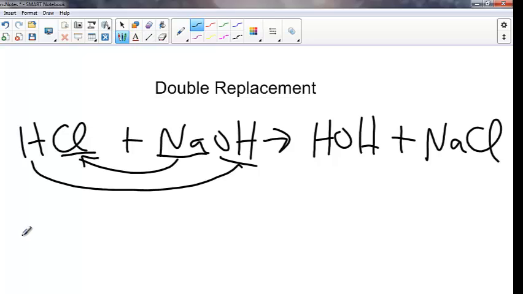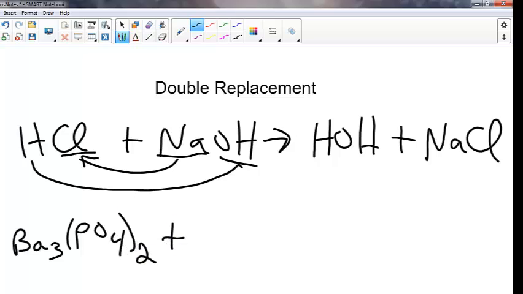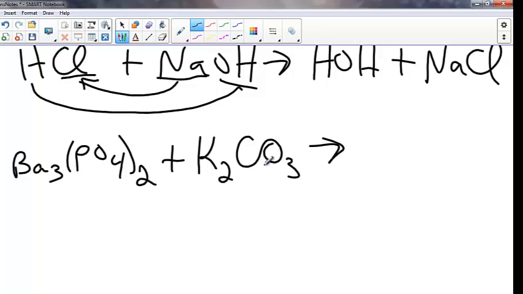What if I have Ba3(PO4)2 plus K2CO3? Well, let's see. The barium goes with the carbonate. Barium, I know, is always a +2. Carbonate, I know, is a -2. So that's just BaCO3. Don't keep this sub 3 just because there's a sub 3 there. You don't want to do that. You want to write the neutral species.